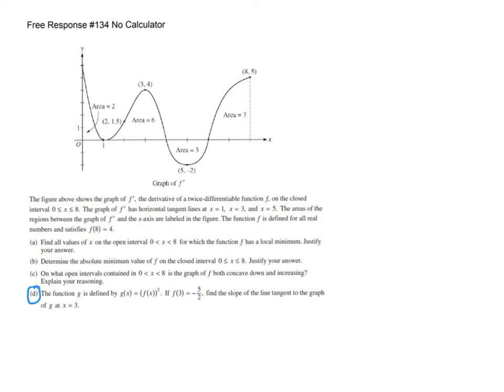We're making a new function called g, and g of x is f of x cubed. So it's the whole thing cubed. If f of 3 is negative 5 over 2, find the slope of the line tangent to the graph of g at x equals 3. So they are asking us to find g prime at x equals 3. So we'll put a 3 in there. This is what we're looking for, g prime at x equals 3. So what in the world does that mean?